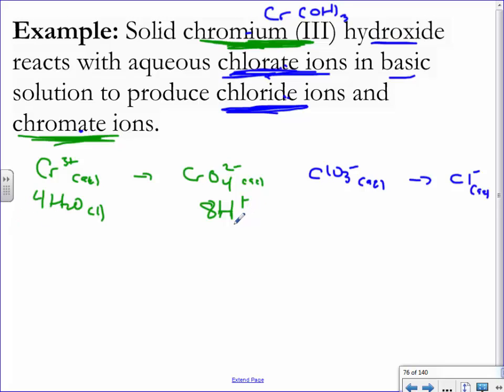But maybe here's a better way of approaching this. What if I were to break this water up into something like, say, 4 H pluses and 4 OH minuses? What if I wrote it like that instead? Would that make sense? Like how I could take my 4 waters and break it up into equal parts acid and base there?